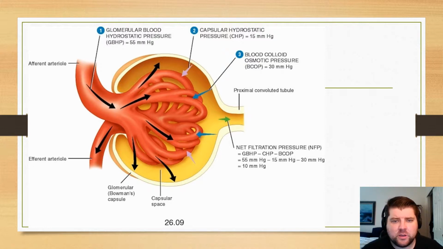And urine is being made right here in the kidneys, and it goes right out through the proximal convoluted tubule here. And we can see the calculation of the GBHP, which is the number 1 here, the glomerular blood hydrostatic pressure, 55 minus 15 of the CHP, and then minus the 30, which gives us a net of 10.